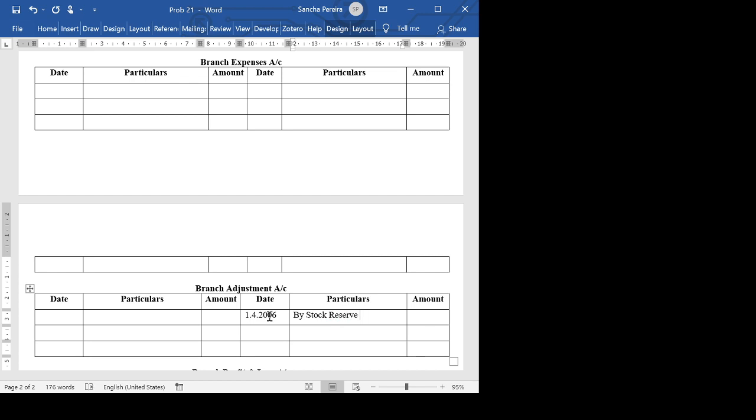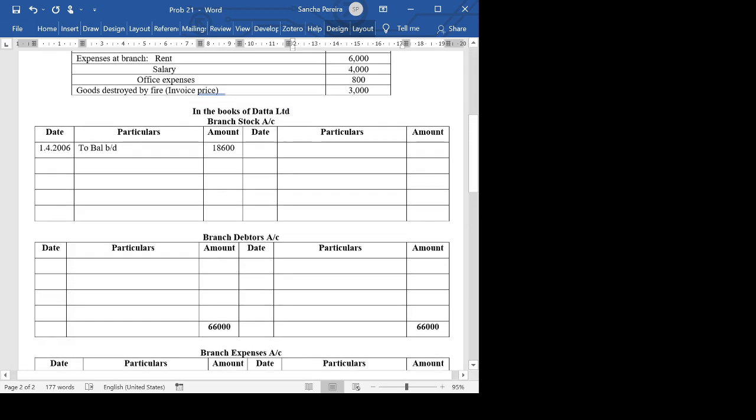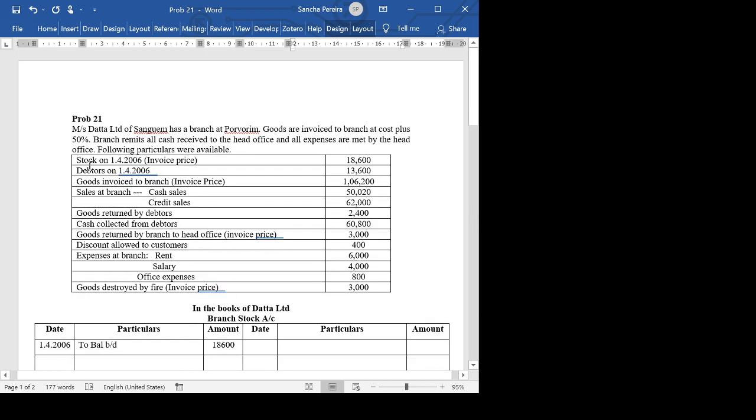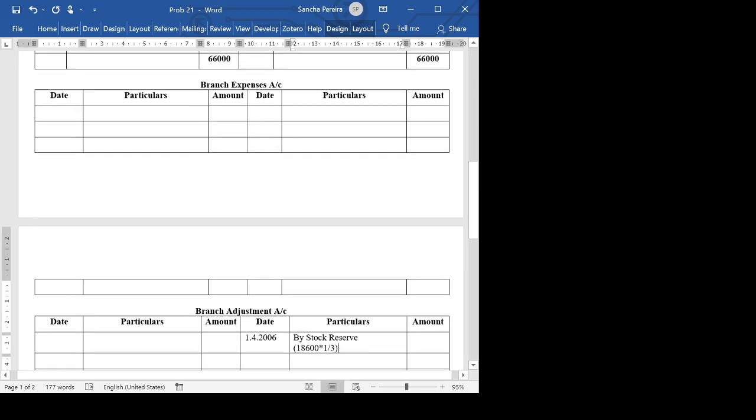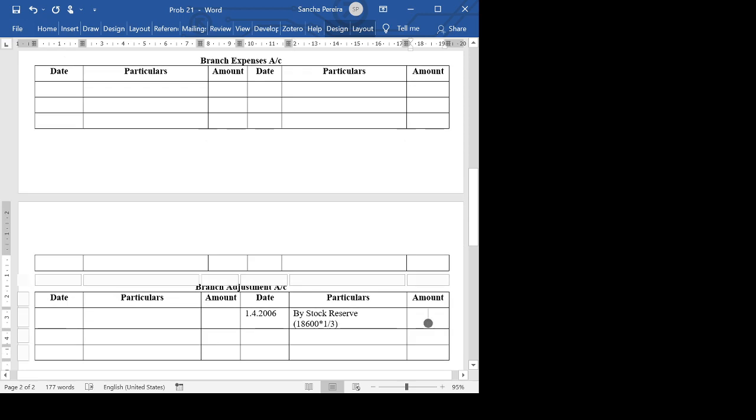So it's 18,600 into 1 by 3. Why is it 1 by 3? Because it's 1 by 2 on cost, or 50% on cost, which becomes 1 by 3 on selling price. So 18,600 into 1/3 will give me 6,200.